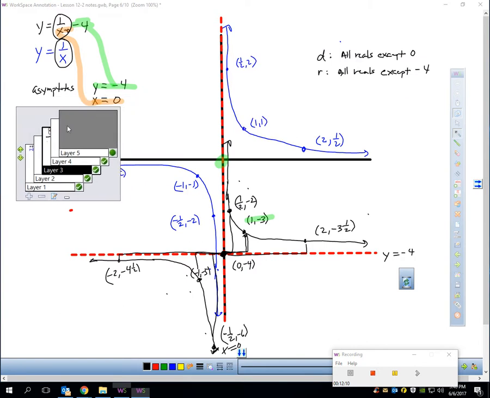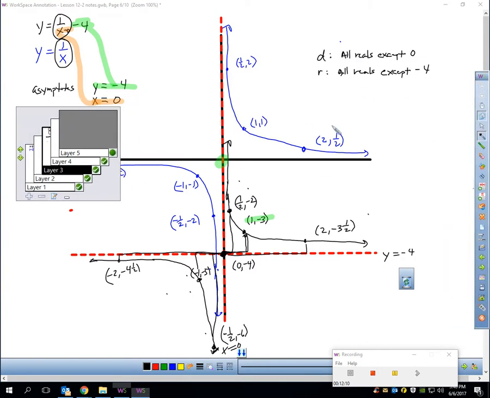Okay, I got to write 2 sentences, my domain and range now, and then explain how they compare. For this problem, the domain is all reals except for x. Right here, x can never be 0, so there's my domain, all reals except 0. And my range, my y values can never be negative 4, so there's my range, all reals except negative 4.